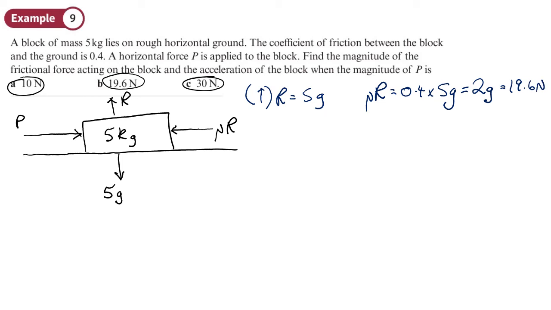Okay, that's the most it can be, 19.6 newtons. Right, it will need at least 19.6 newtons of pushing force to make it move. Now in part A, you've only got 10 newtons of pushing force. Right, does that mean that the frictional force is 19.6? No, it can't be greater than the pushing force.